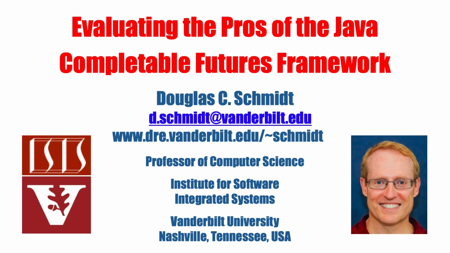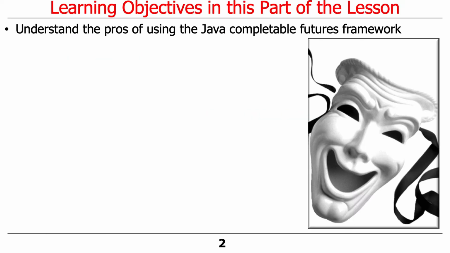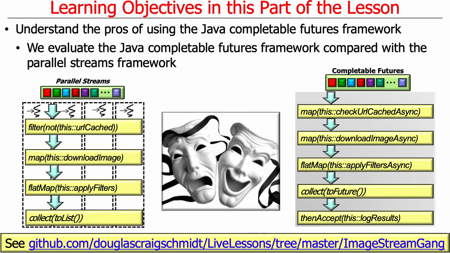So now that we've covered the features in the Completable Futures framework, what I want to do at the last part of this class, last day of the class, is go through the pros and cons of the Completable Futures framework. We'll compare and contrast it primarily with the Parallel Streams framework because they provide interesting examples of duals. You can solve the same problem in multiple ways, as we saw with the image stream gang program that we show here.